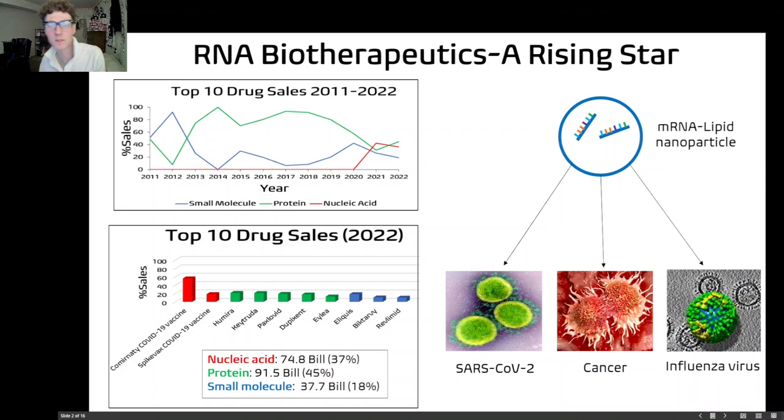Okay, so why am I focusing on RNA biotherapeutics today? RNAs are a rising star in the pharmaceutical industry from the COVID-19 pandemic, which is still going on, although it's not labeled as a public health emergency of international concern. The vaccine is still being used to protect us from it as we start to see it emerge again.